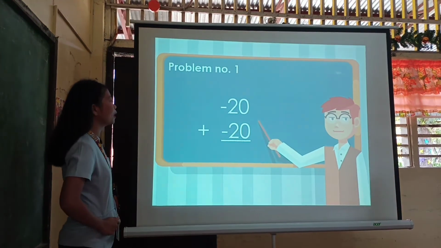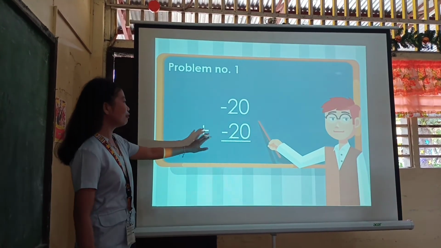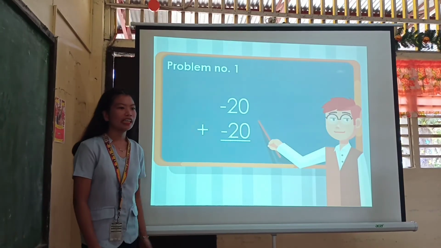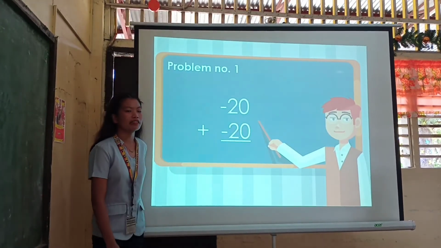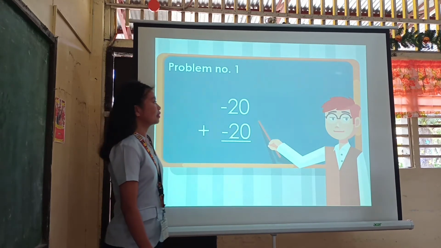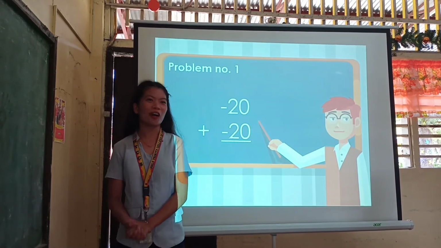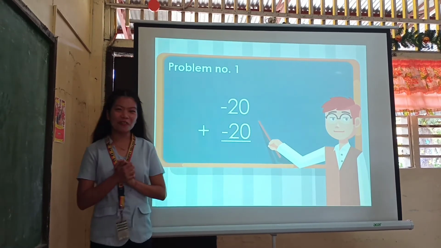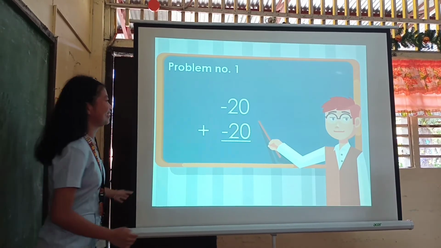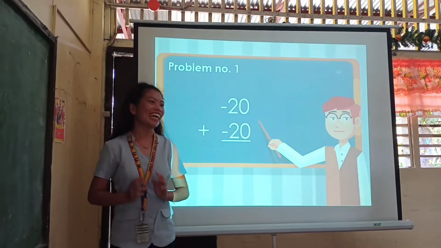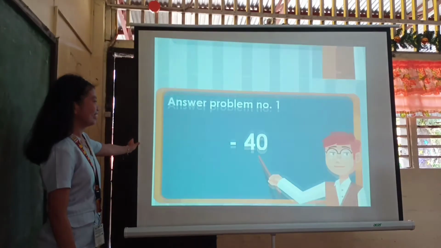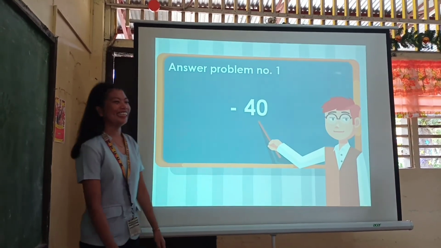Our problem number one is negative 2 plus negative 20. You should raise your board in order to see if your answer is correct. So, class, raise your board. Wow! Oh my God! You learned so fast! So, lahat kayo ay tama. The answer is negative 22.